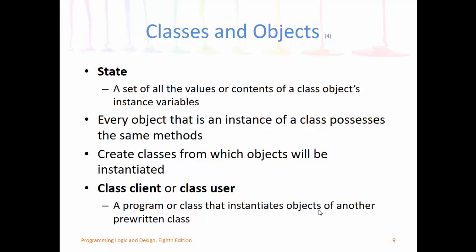Classes are created with the idea that objects will be instantiated. And the class client, or a class user, is the actual program or class that instantiates the objects of another pre-written class.